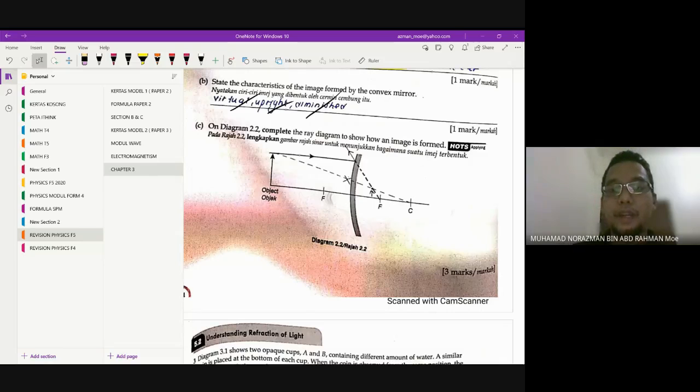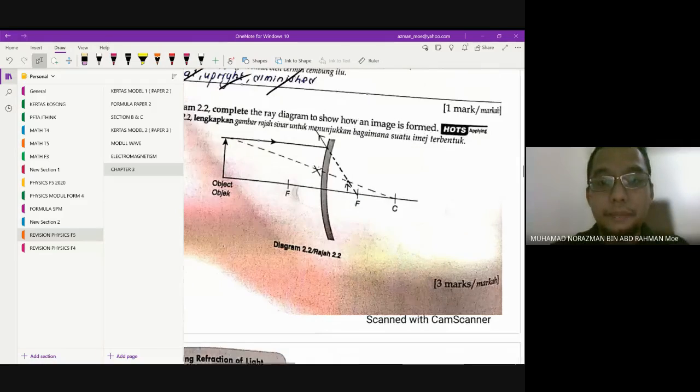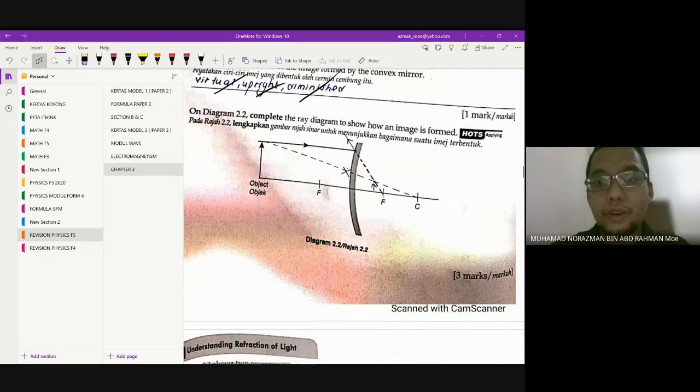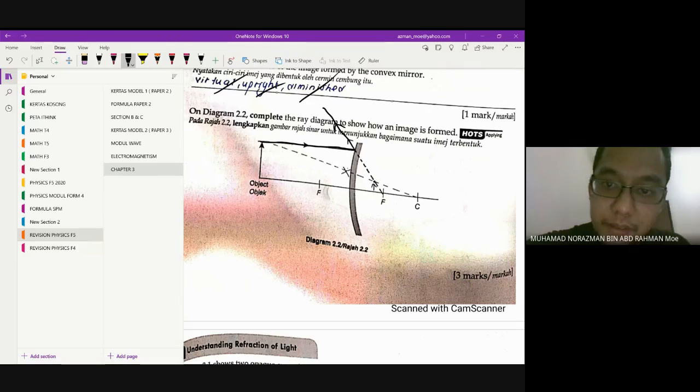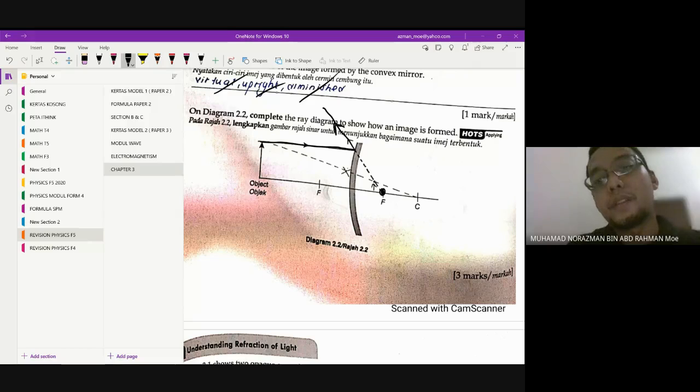2.2. Complete the ray diagram to show how an image is formed. Okay, ray diagram. So for mirror, kita rules. First rule, parallel, principal axis. Then from focal point, go straight. Second rule, ni draw straight je. Dot dot dot is for virtual punya line. So kalau yang kita nampak ni, draw straight.